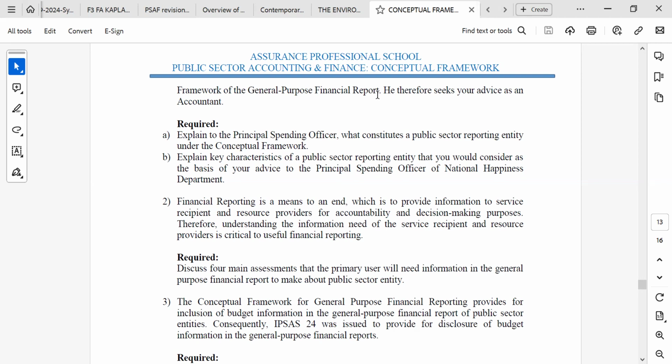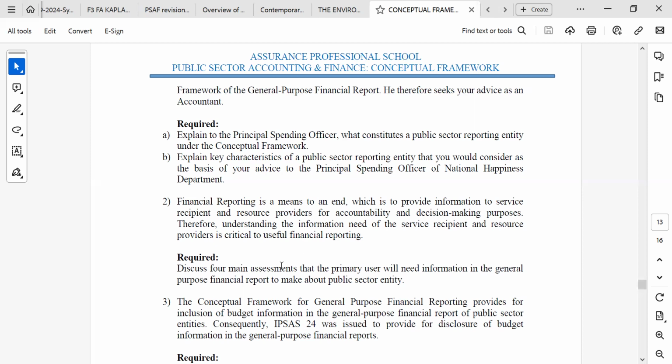All right, did we look at something like this? Yes, sir. I think we looked at the primary users of the general purpose financial reporting. Okay. So what did we say the assessments are, when primary users need financial information, that they can make out of the general purpose financial reports? What and what did we say? I think it will influence their decision making. Okay.